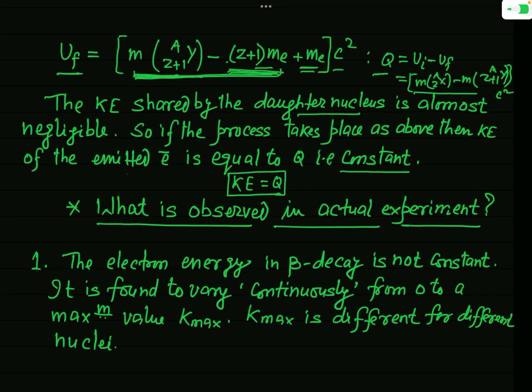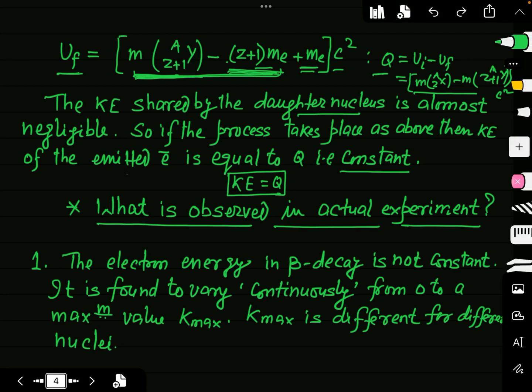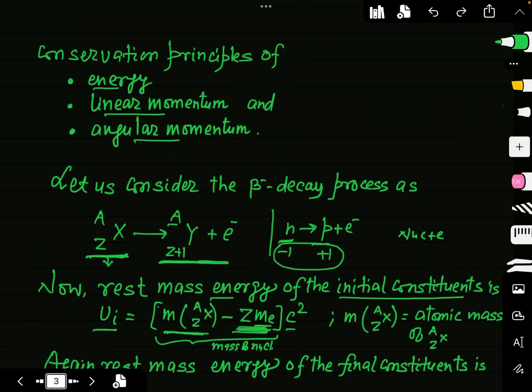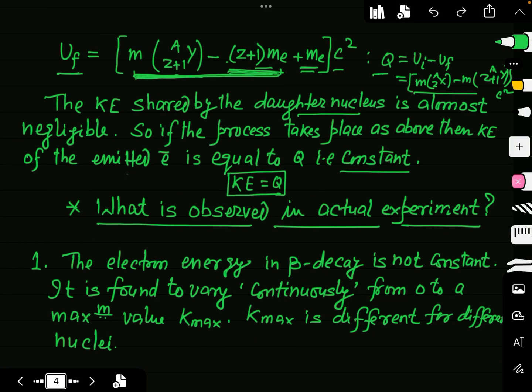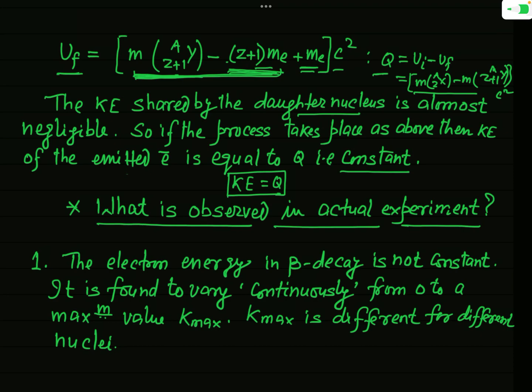It means the kinetic energy of the emitted electron will have a definite value. If the process of this beta emission or electron emission takes place like this, that is, a parent nucleus converts into a daughter nucleus emitting an electron, then definitely the emitted electron must have a definite, constant value of kinetic energy, and that kinetic energy must be almost equal to the Q value of the process.